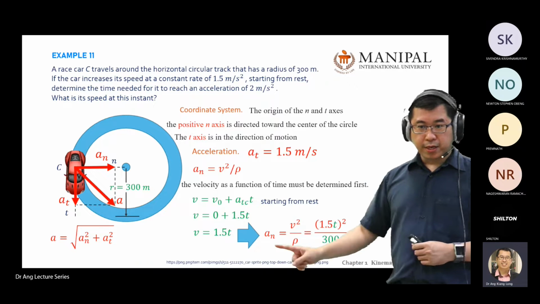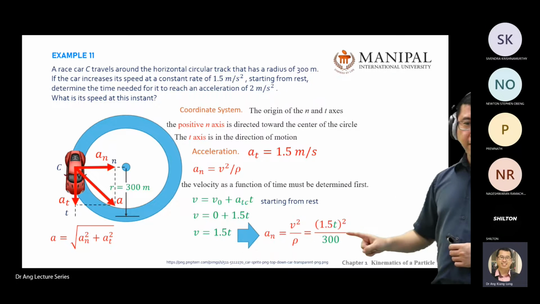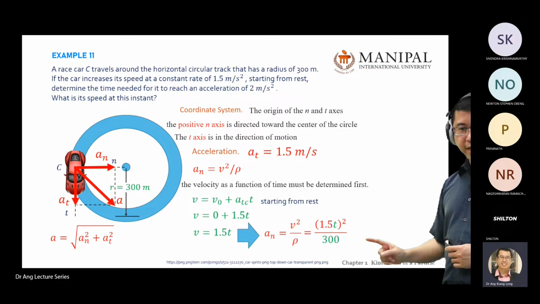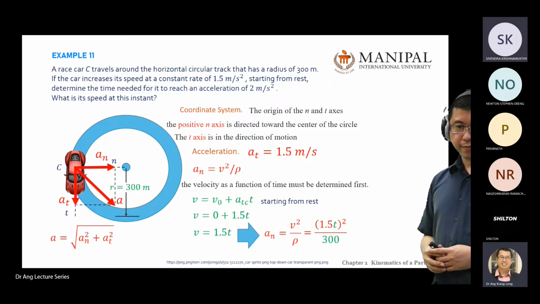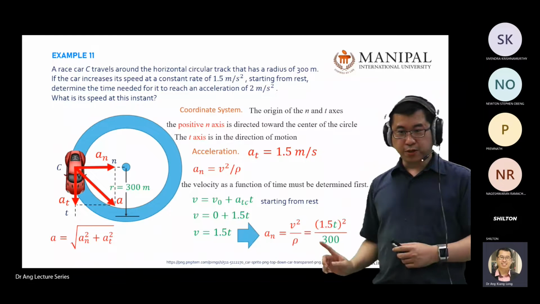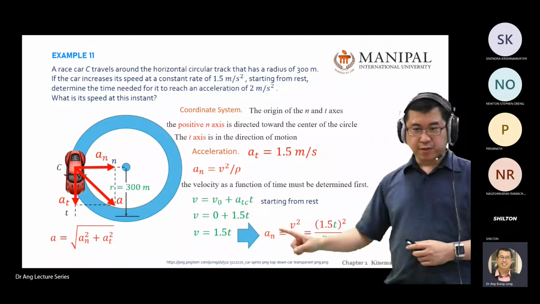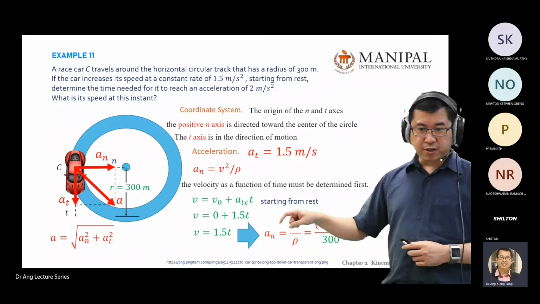Any questions so far? From V equals 1.5 t, we can get this one. Any question? No, sir. Good. All right, so you have two equations to use now: 1.5 t for velocity, and for your AN component, you have this one.